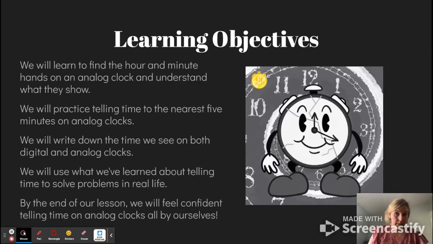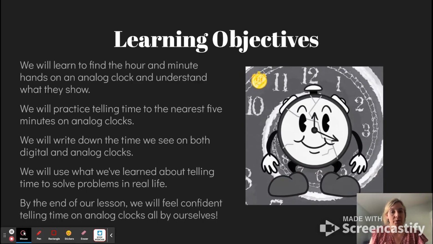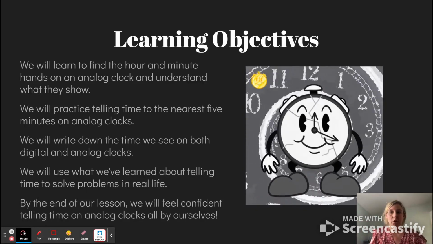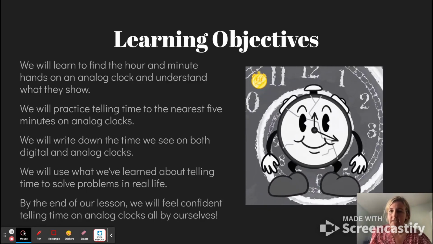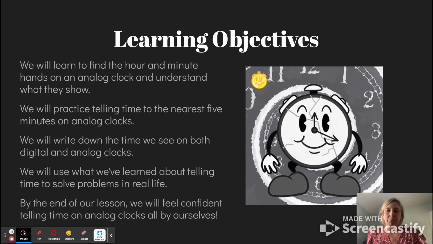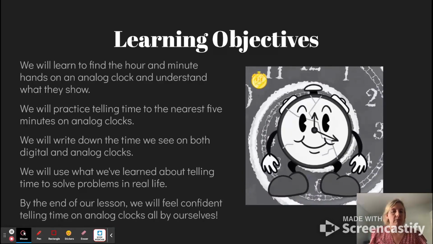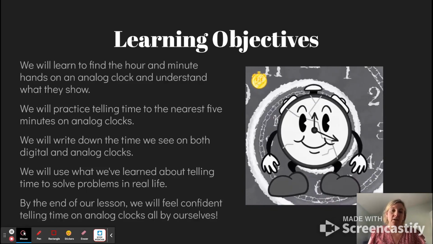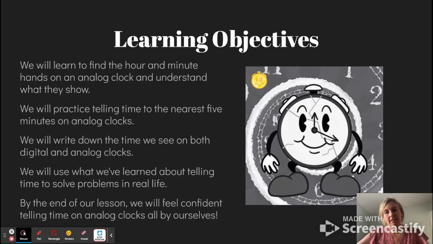So for our learning objectives, we will learn to find the hour and minute hand on an analog clock and understand what they show. We'll practice telling time to the nearest 5 minutes on analog clocks, and we will write down the time we see on both digital and analog clocks. We will use what we've learned about telling time to solve problems in real life, and by the end of our lesson, we will feel confident telling time on analog clocks all by ourselves.